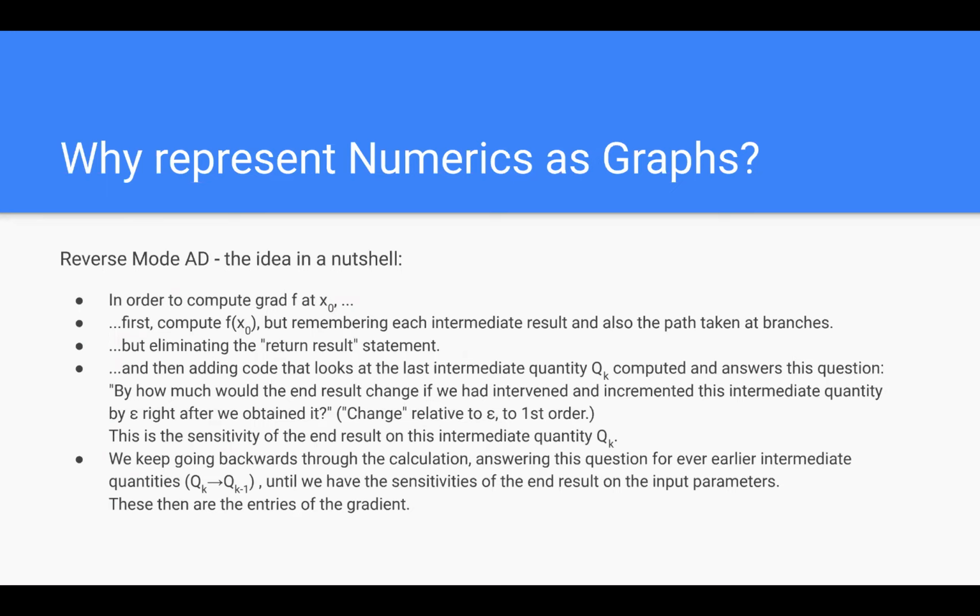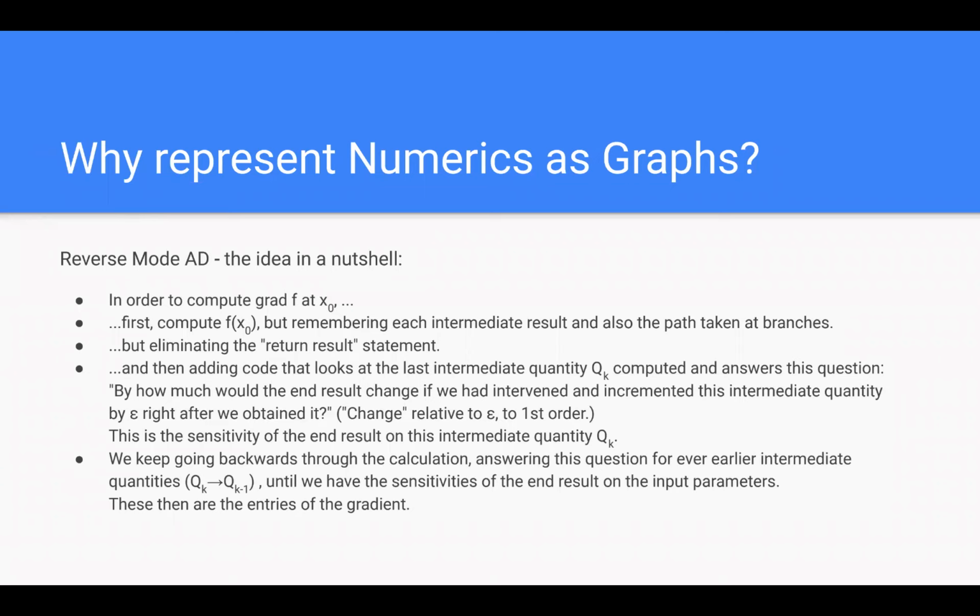We do not return that result, but rather we then add further code beyond that point that first looks at the last intermediate quantity that we computed in order to get the result. And we are trying to answer the question, well, at the point where this intermediate quantity was finalized, if I interrupted the computation here and changed this quantity by epsilon, by how much relative to epsilon, to first order in epsilon, would the end result change if I intervened and made the change? This gives us the sensitivity of the end result on that intermediate quantity q_k.